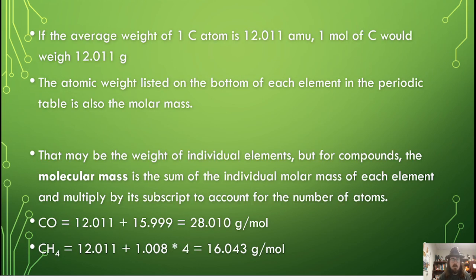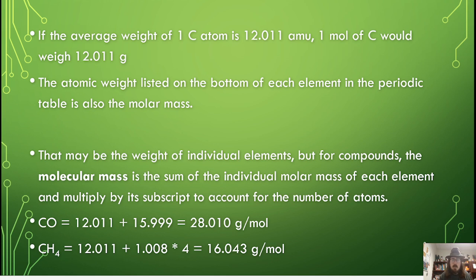That if the average weight of one atom of carbon is 12.011 AMU, 1 mole of carbon would be 12.011 grams. So essentially, when we look at our periodic table, the mass at the bottom, the atomic weight, is also its molar mass. Those two things are interchangeable.